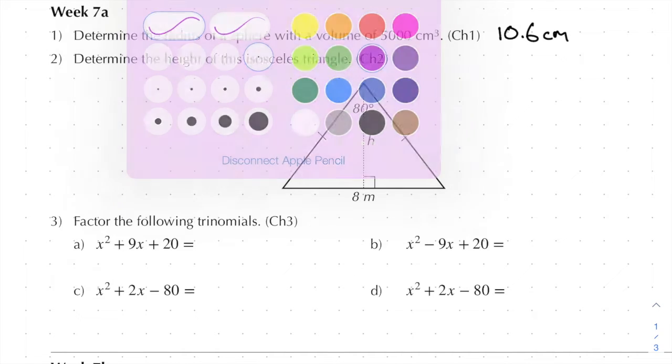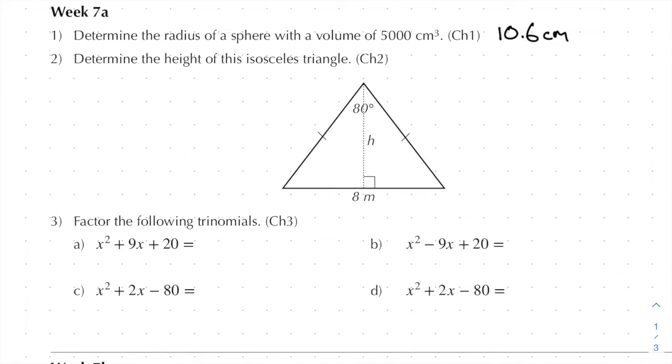All right, let's move on to question number 2. Determine the height of this isosceles triangle. Right there's my height. All right, we know a couple of facts here. We know that this whole angle is equal to 80 degrees. And we know that this whole side right here is equal to 8 meters.